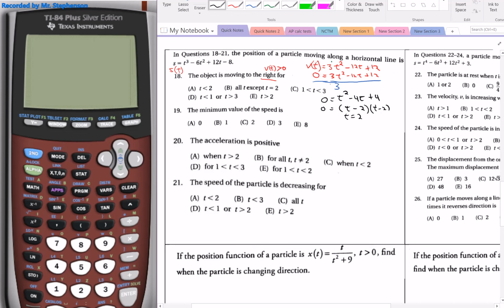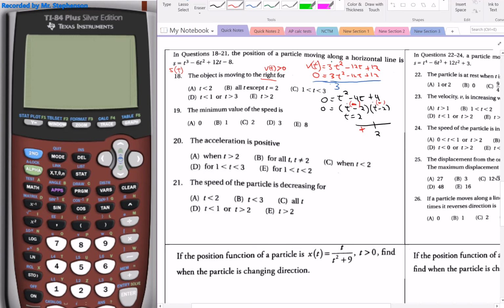We're not done. We should not choose B just yet, because it's saying at 2 the velocity is 0. What I really need to determine is what happens left of 2. If I plug in a number left of 2, like 1, then 1 minus 2 is a negative number. If I plug in 1 in the other factor, I also get a negative number, and a negative times a negative is a positive. So left of 2, my velocity is positive.